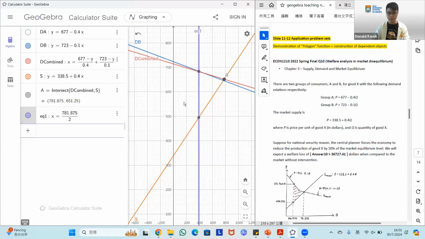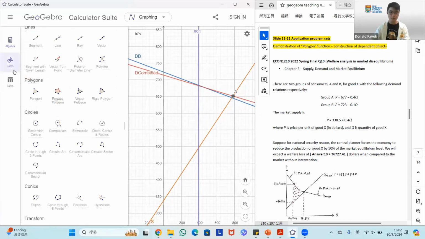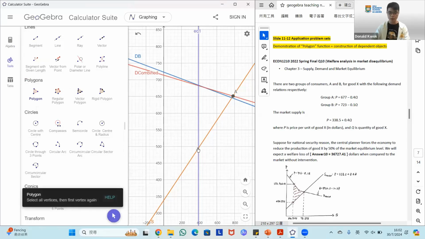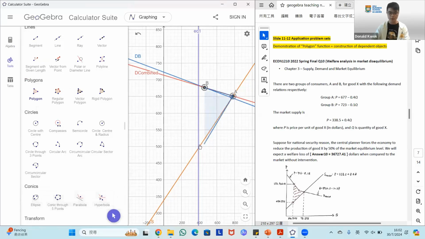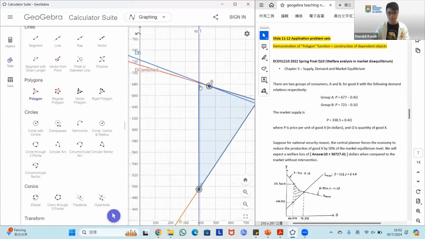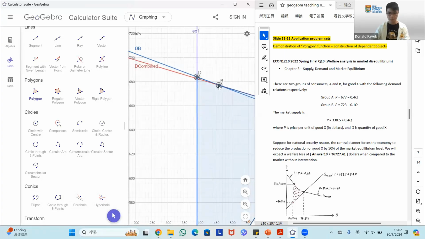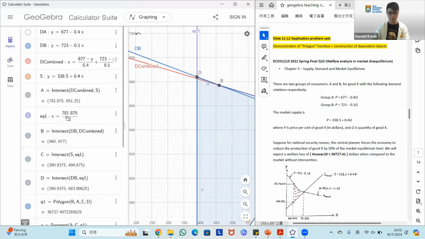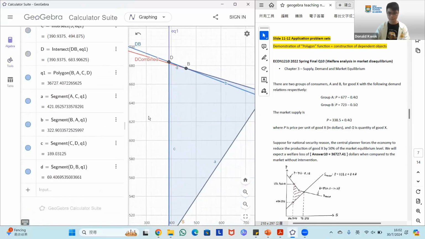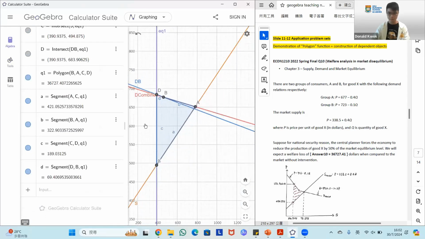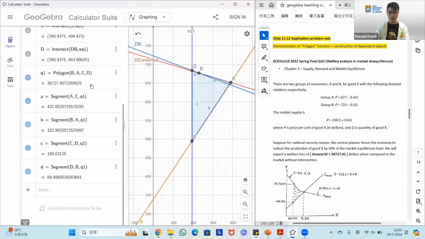As the final step, the deadweight loss is simply the unattained total economic surplus compared to the market equilibrium level. So we can make use of the Polygon function to help us find the area of the welfare loss. Now we can obtain the result on the algebra panel as the required welfare loss.